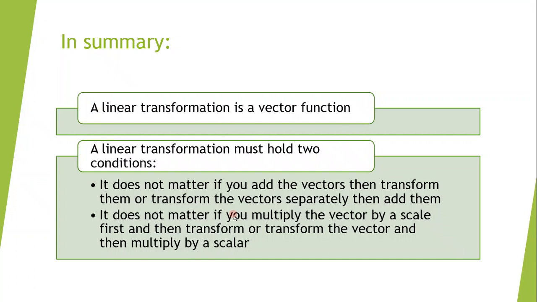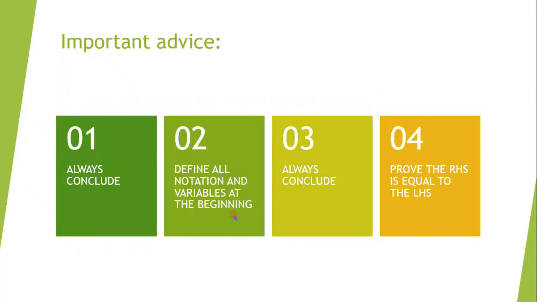You can rewrite the summary for me in the comments, and you can help everyone out and me with my English. So, important advice: 1. Always conclude. 2. Define all notation and variables at the beginning. 3. Always conclude. And 4. Prove the right hand side is equal to the left hand side. And yeah, I'm pretty sure you guys will all be set with proving your linear transformations.